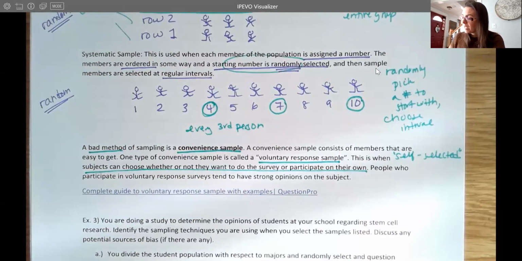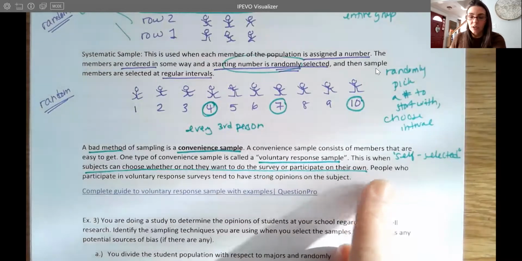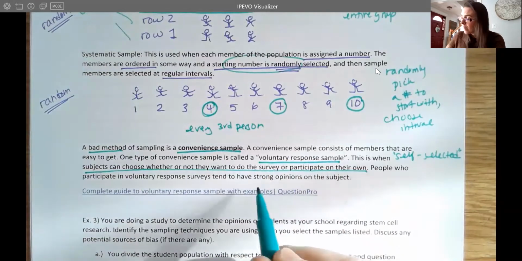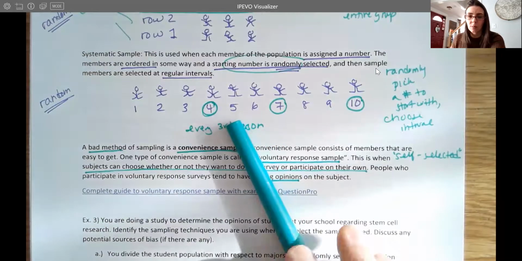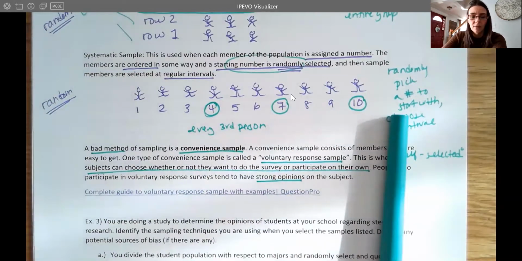What happens is that people who volunteer to take surveys like that tend to have very strong opinions on the subject, and they bias the data, right? So think about it. I'm a busy person. I think you guys are all busy too. I don't have a lot of extra time. So if I'm going to take the time to sit down and do a survey, I probably have a strong opinion on it. So those voluntary response surveys, those self-selected surveys, tend to be biased, and they're another form of convenience survey.